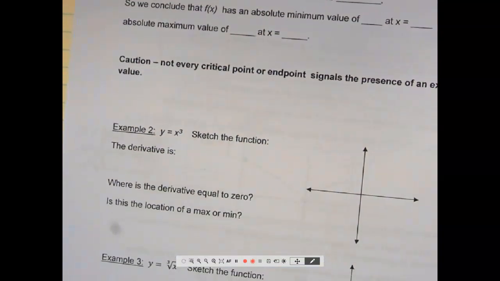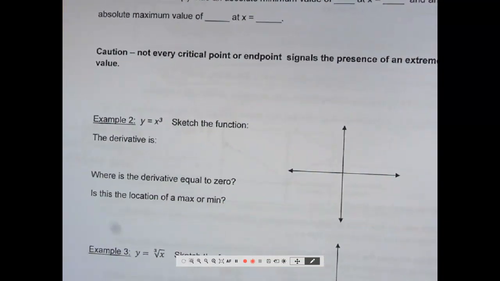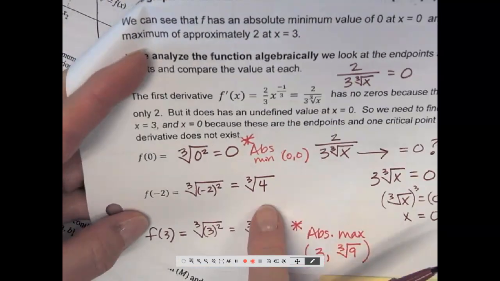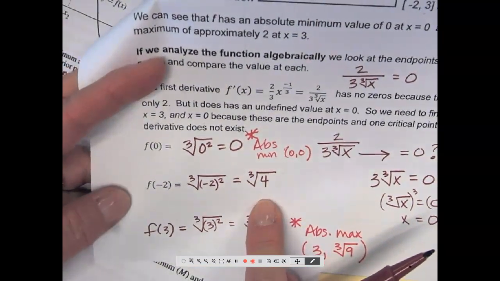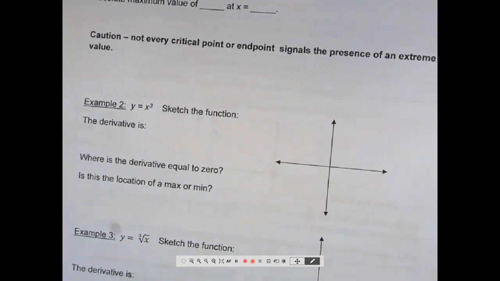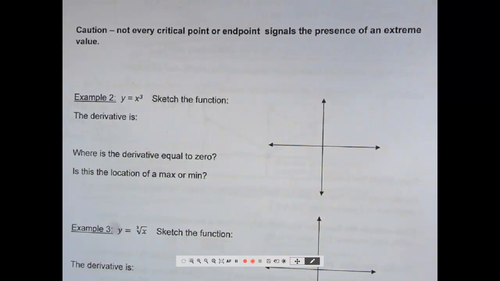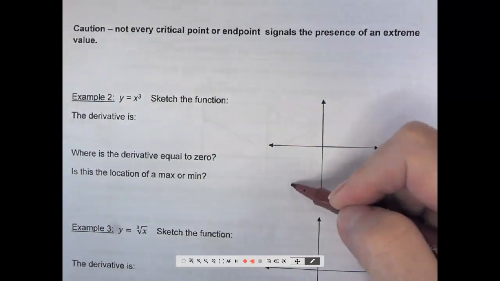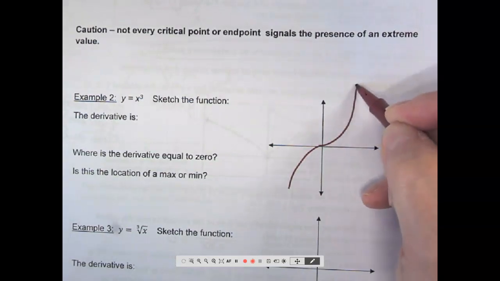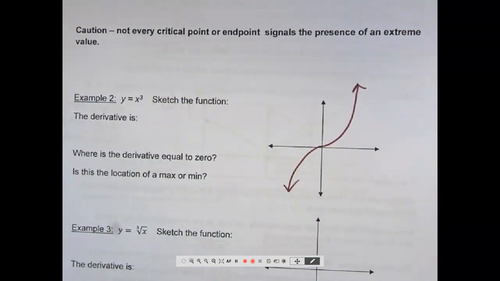Okay, caution. Not every critical point or endpoint signals the presence of an extreme. For example, we had this critical point here, but it wasn't an extreme value. The extremes are the absolute highest and the absolute lowest. So let's check this one out. What does x cubed look like? Yeah, normal old cubic function. It's going to come up like half a parabola and then continue like half a parabola in the other direction.